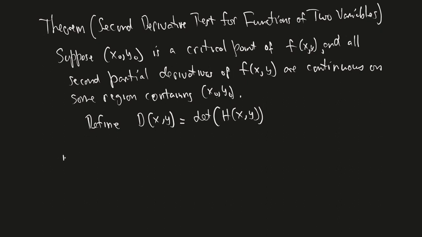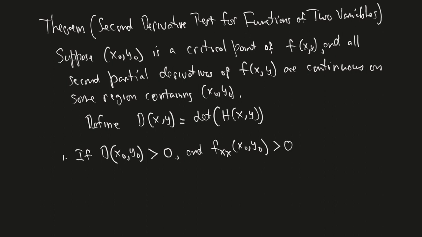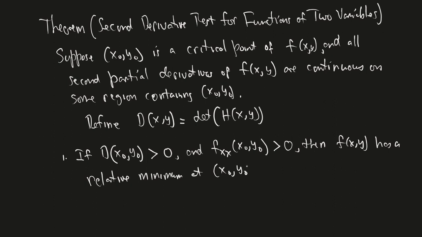So here are the four possibilities. If our D, which is this determinant, evaluated at our critical point is greater than 0, and fxx, just the second partial with respect to x, evaluated at the same critical point also produces something greater than 0, then our surface fxy has a relative minimum at that point, so at x0, y0.